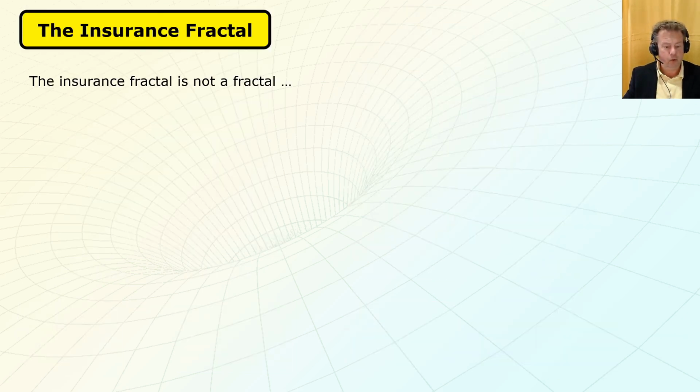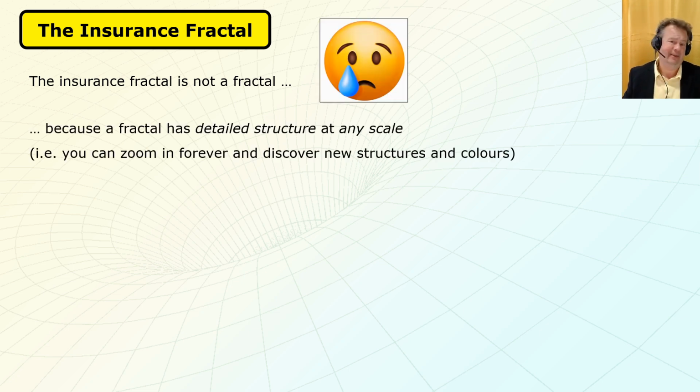Let's see. So, is the insurance fractal a fractal? No, it's not. Why? Because one of the key properties of fractals is that when you zoom in, you keep seeing new structures and color schemes popping up, like I just showed in the zooming on the Mandelbrot. If you zoom in on the insurance fractal, you will just see a very sharp line between the black and the yellow. So unfortunately, the insurance fractal isn't a fractal, but I hope it helped you to fully understand the analogy with the Mandelbrot fractal.